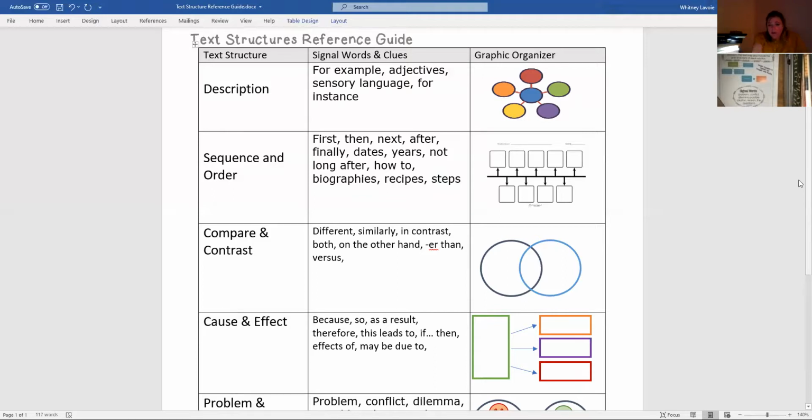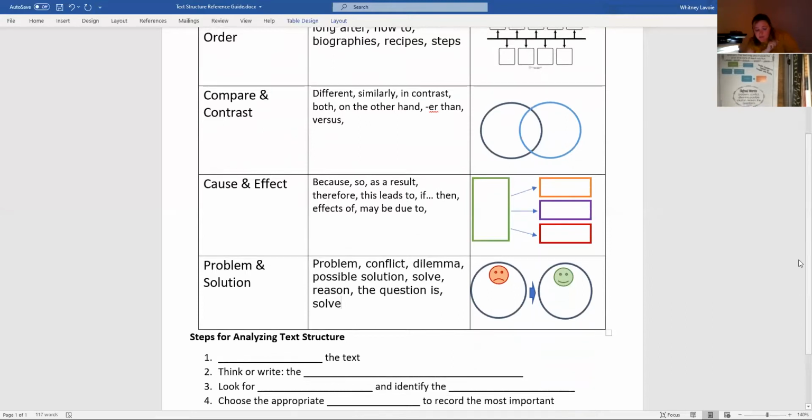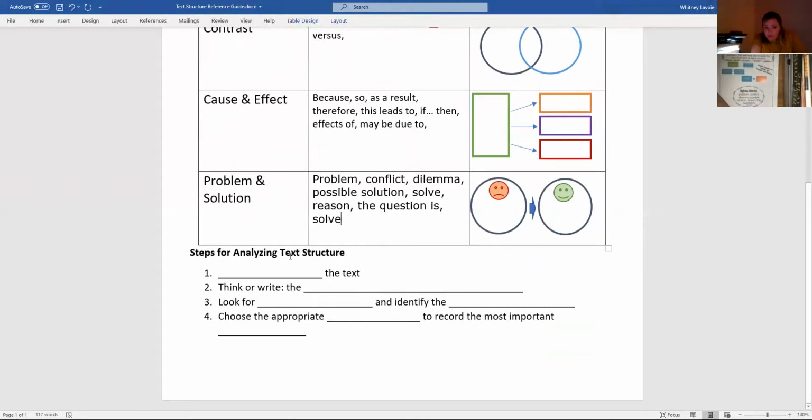So when you are analyzing, which remember, analyze means to look at closely so that you can understand it better. So we're looking at the bottom of our handout now. When we are analyzing the text structure of a text, you can follow these steps here. Okay, first step is going to be read the text.